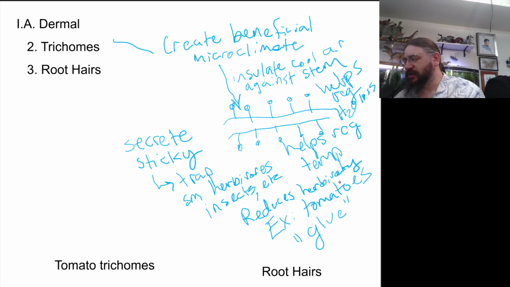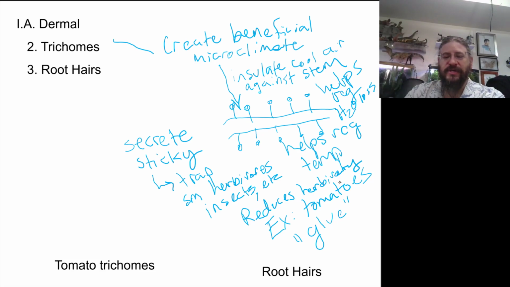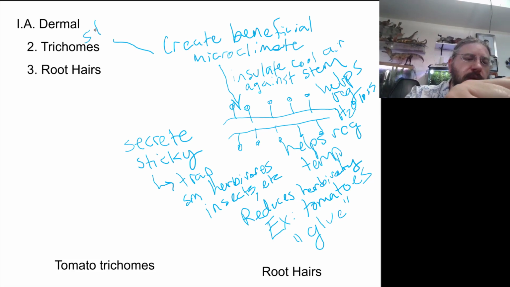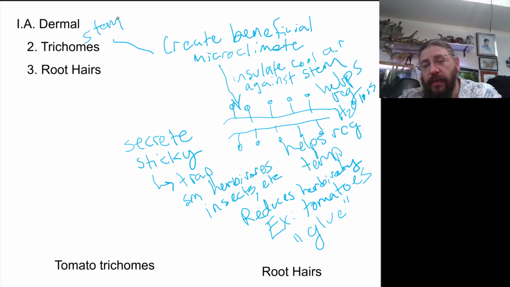So that's a pretty sweet adaptation from the trichomes. Tomatoes have defense. My sundew has offense. My sundew chooses violence. Root hairs are very similar. Trichomes are on the stem. Root hairs, I'll give you a second to guess where you can find root hairs.